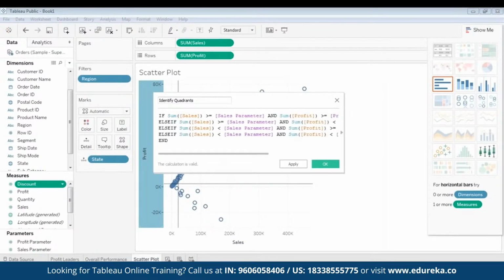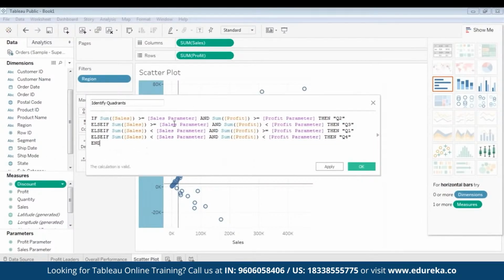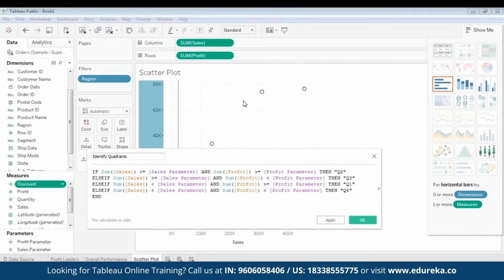Identify quadrants. So let me show you what I'm trying to do. Now I have 4 quadrants, right? I have divided it into Q1, Q2, Q3 and Q4. So now I'm trying to say here is, if my sales is greater than my sales parameter, which is the median value, and if my profit is more than profit parameter, again the median value, put in Q2. Now if my sales and profit are both more than the median values, it will come in Q2. This one is the Q2 quadrant, right? This one is the Q2 one.